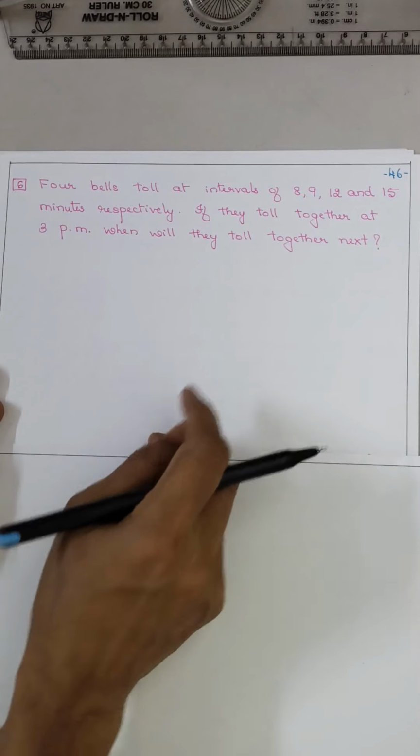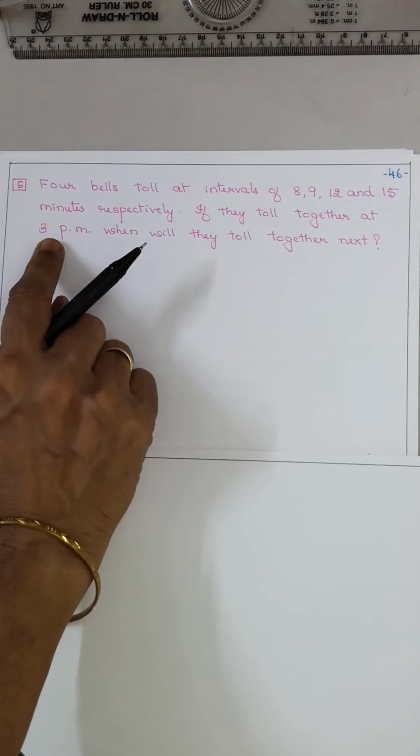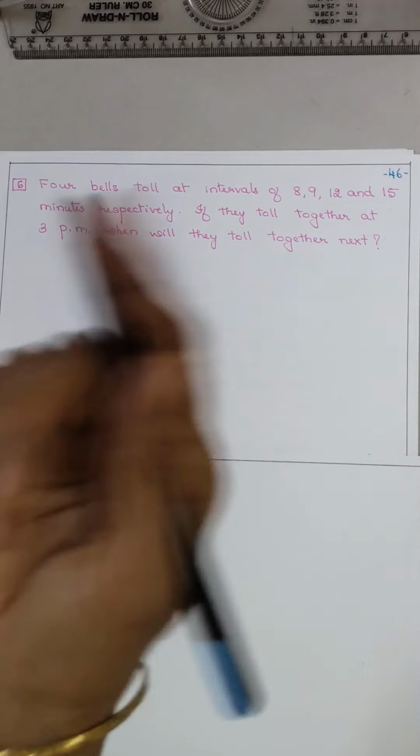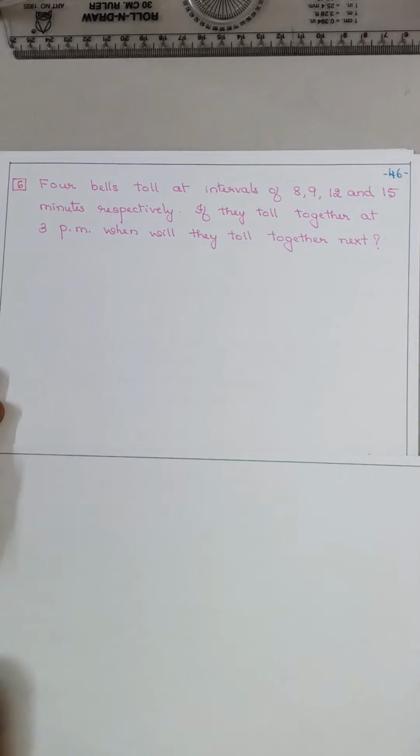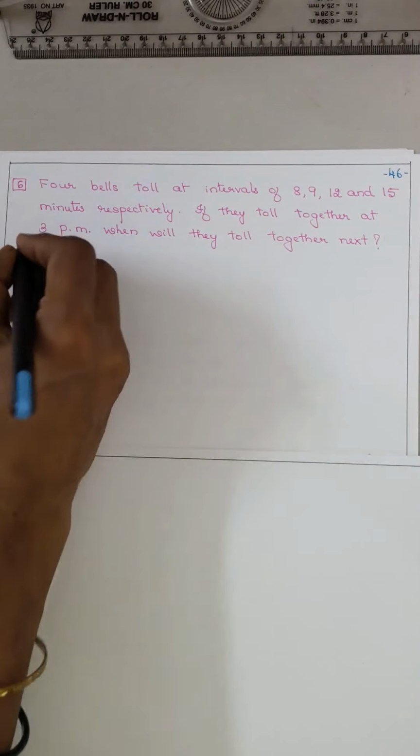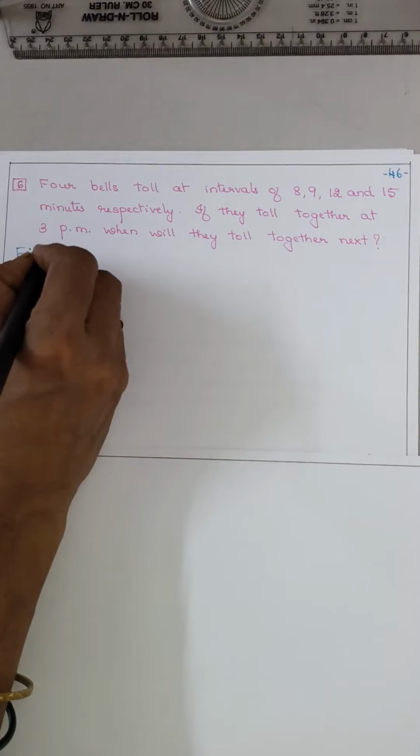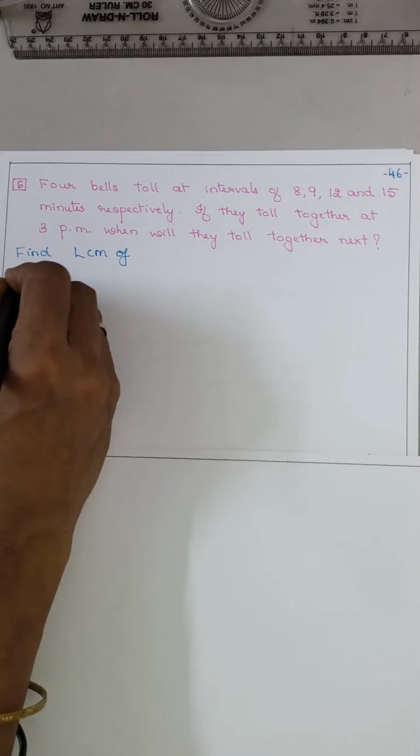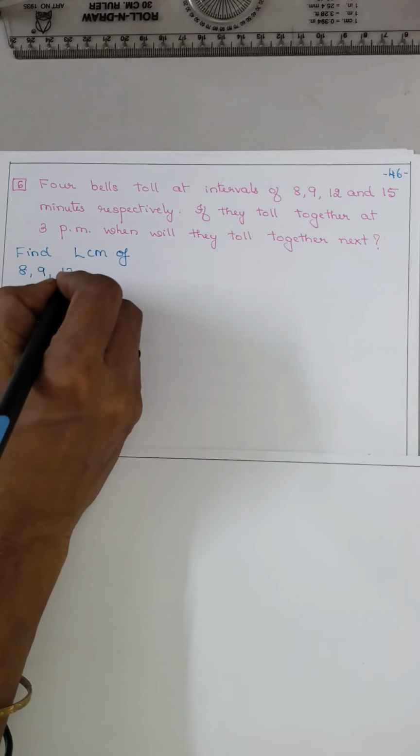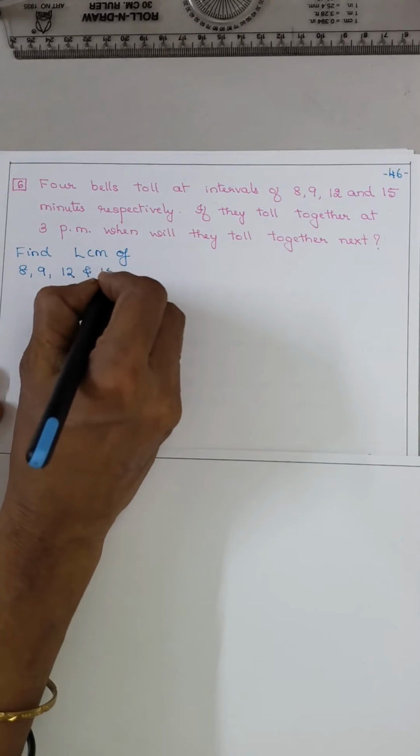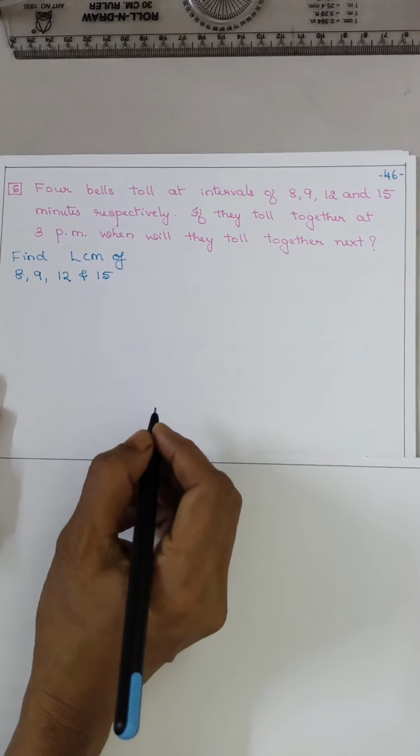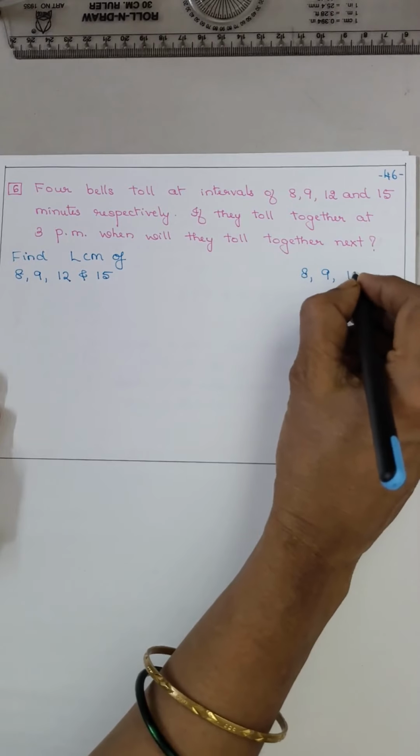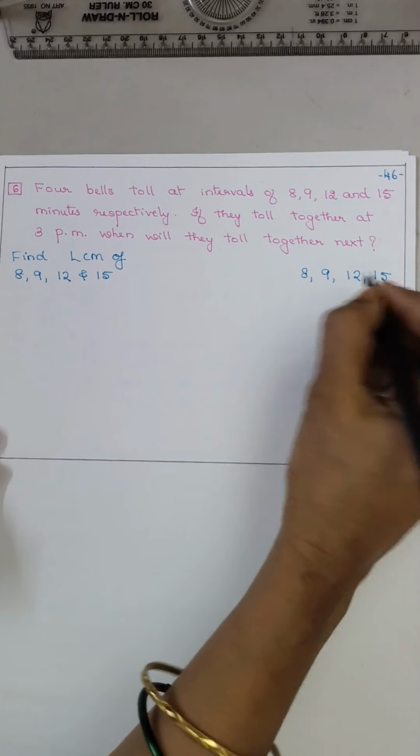All four bells at 3 p.m. will strike together. So when will the next one be? Immediately next. Then we have to find out the LCM of 8, 9, 12 and 15. First find out LCM. So it is 8, 9, 12 and 15.